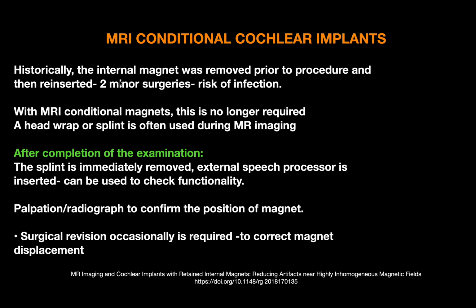So before, we used to have two minor surgeries, and there were chances of infection. With MR conditional magnets, this is no longer required. A head wrap or splint is often used during the MR imaging, which will give a good quality of the image. After completion of the examination, the splint is immediately removed and the external speech processor is reinserted and can be used to check the functionality.